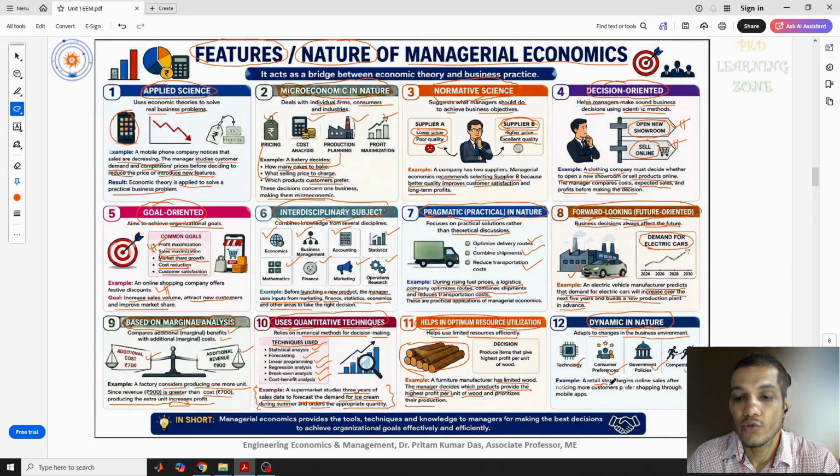For example, a retail store begins online sales after noticing that more customers prefer shopping through mobile apps. Many companies are now adapting to online shopping because it is very comfortable for customers. They can order items from home itself without going outside and searching for a lot of things. So the same thing they can do from home. So these are the features or nature of managerial economics.